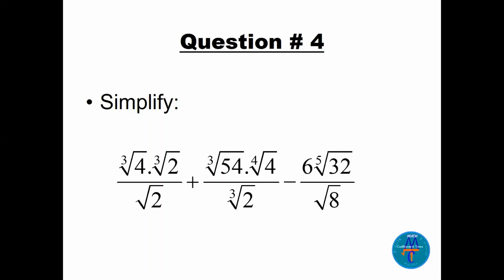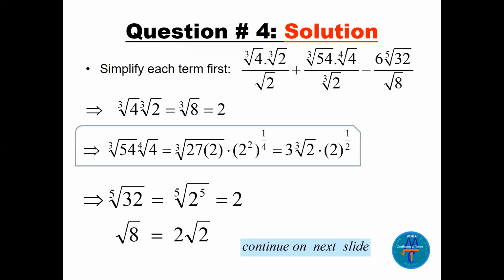Let's see. I think the answer, as I remember, the answer for all these 3 terms is not on this slide. Okay, so now let's simplify each term. So this one here, the cube root of 4, cube root of 2. See, when you multiply, you get cube root of 8, which is 2. See the numerator here, the numerator is only 2.